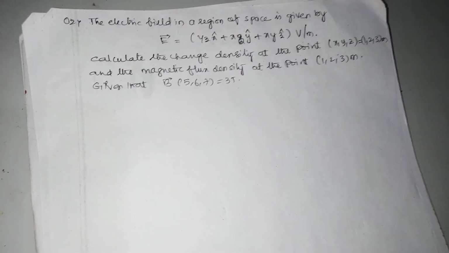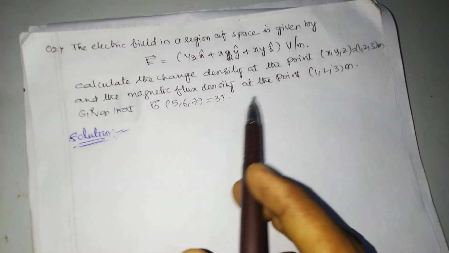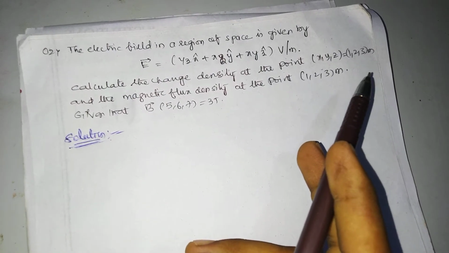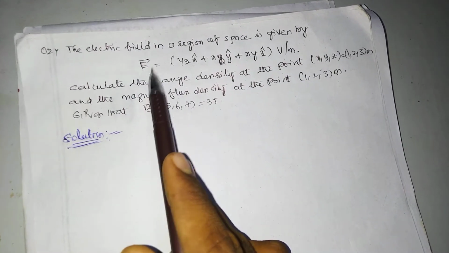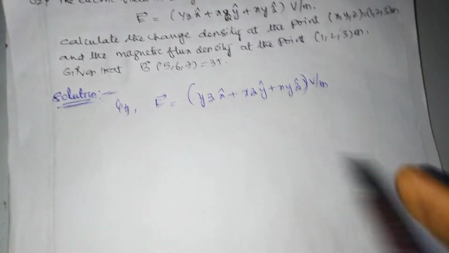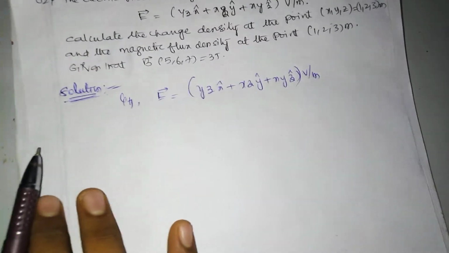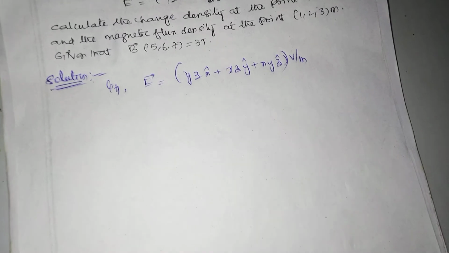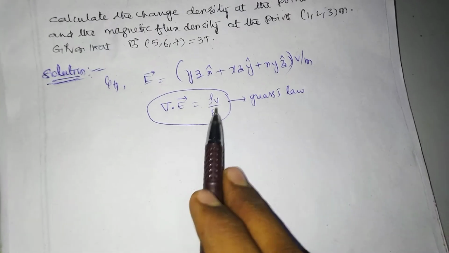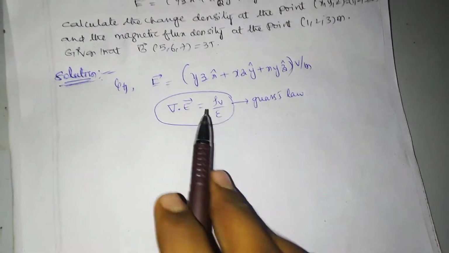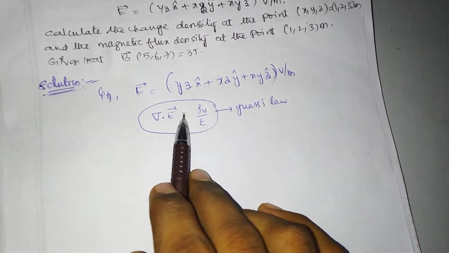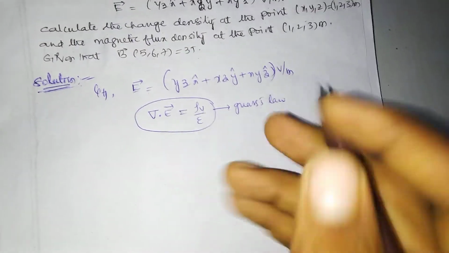So for that one, the solution is: we have to find the magnetic flux and the electric flux from the given electric field. This is already given in the question, and we already know Gauss law. It is the formula of Gauss law. With the help of Gauss law, we equate the divergence of the electric field, which is given, to rho v by epsilon.